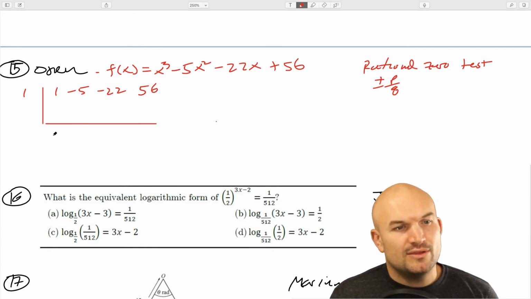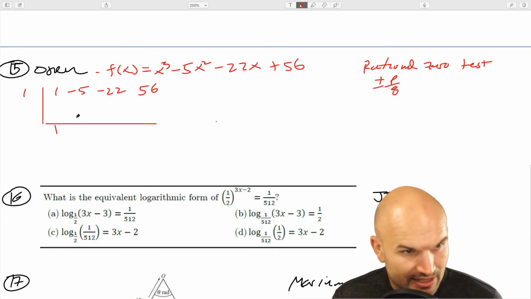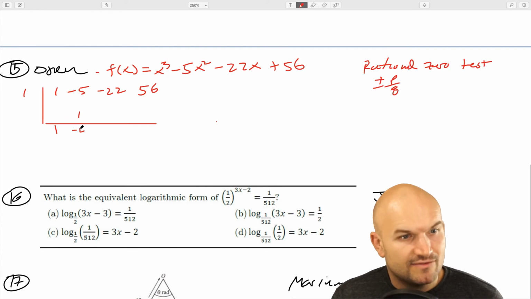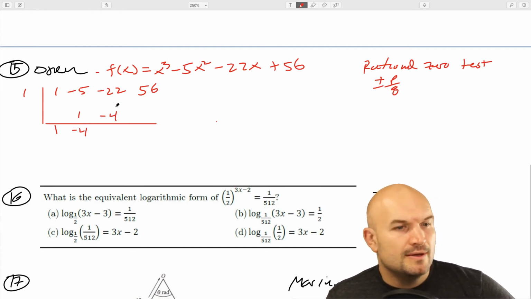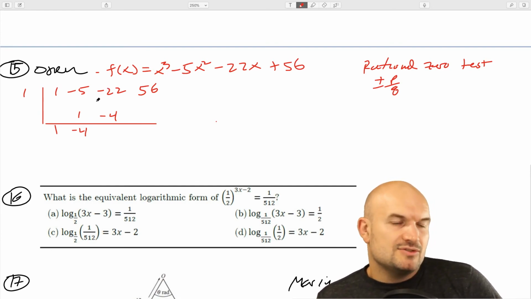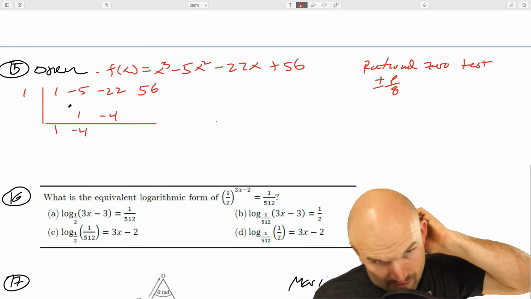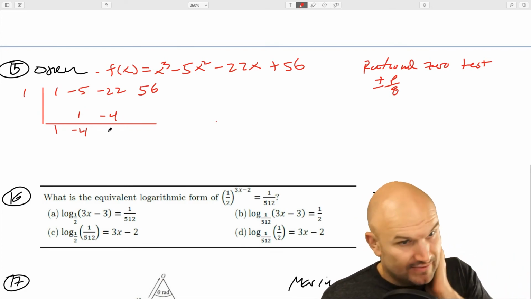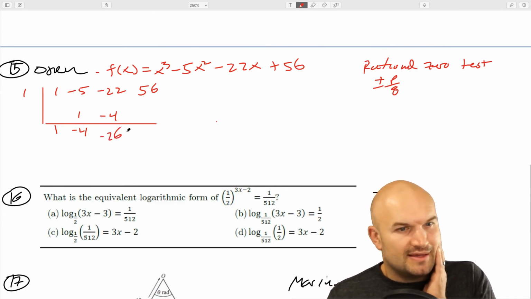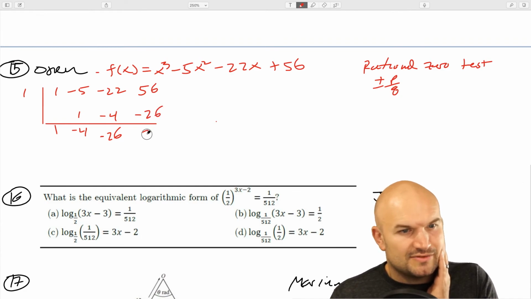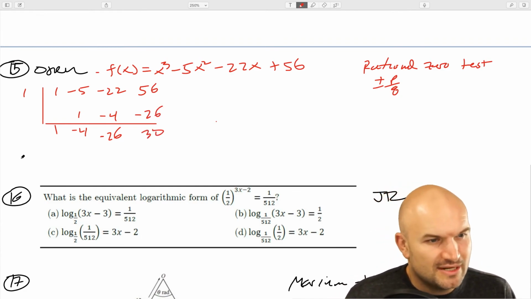All right, so bring down the 1. We're going to do some synthetic division. 1 times 1 is 1. Let's say it's a -4. -4 times 1 is going to be a -4. Then you add these up, so that's going to be a -26, and that gives you a 30. So that doesn't work. And let's just pretend if that was a -1.